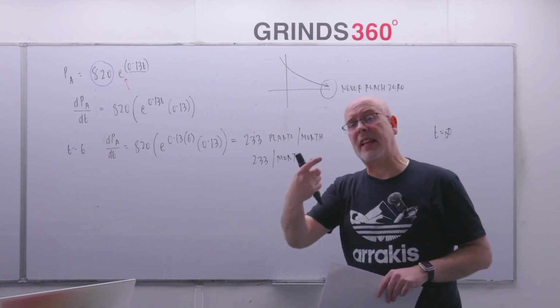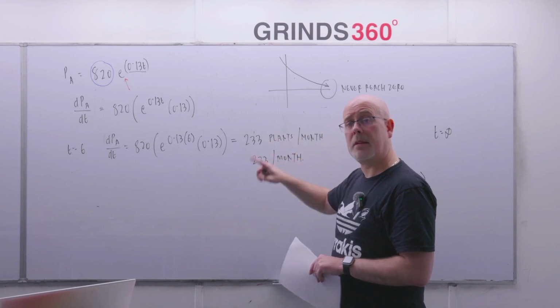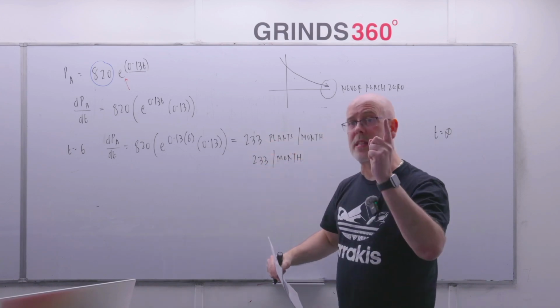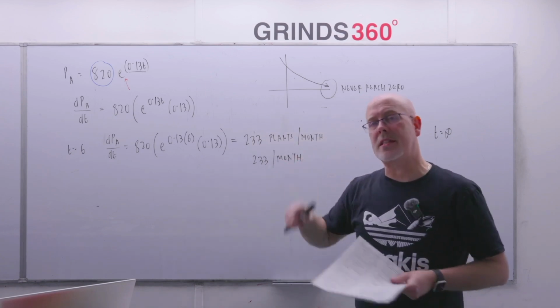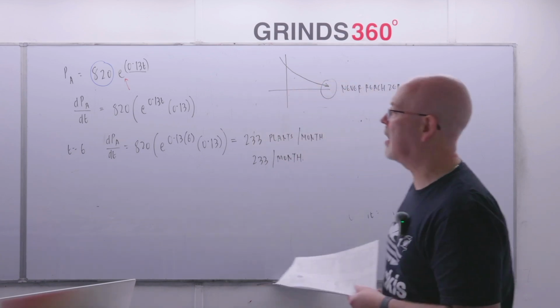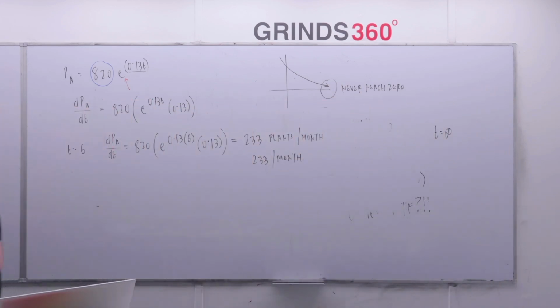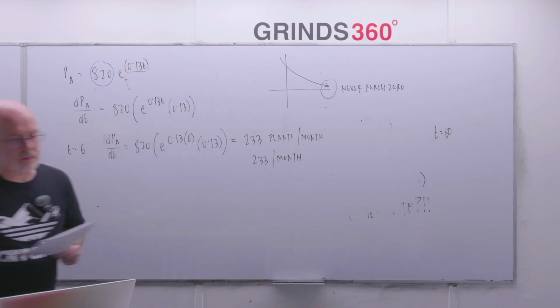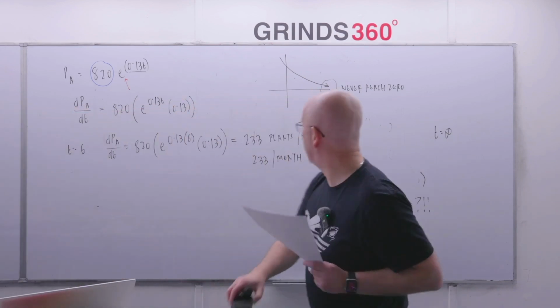Now, we'll write the explanation in a second, but what does that mean? Because that's a positive number, it means the population is increasing by 233 plants per month. That's how fast the population is changing at the 6-month mark for plant A. So, let's do the same then for plant B. Find the derivative there as well.